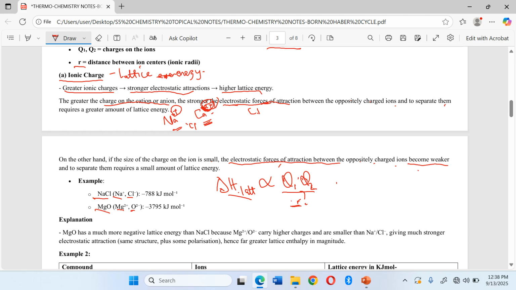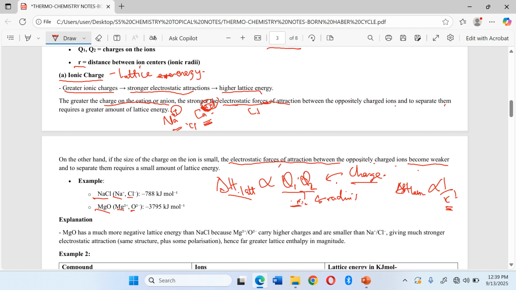Now these are the two factors we are looking at: the radius and the charge. If the charge is big, because it is proportional to lattice, the lattice becomes big. If the radius is big, since lattice is inversely proportional to radius, when the radius is big, the lattice becomes small. If the radius is small, the lattice becomes big.